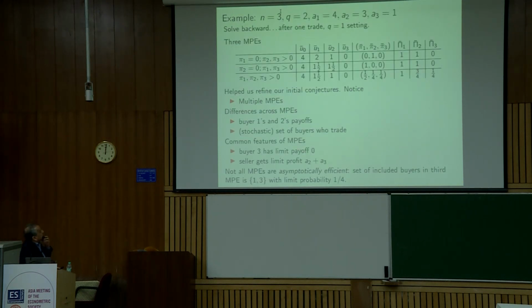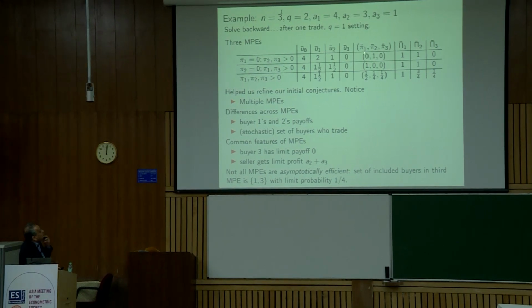There's a lot of stuff here. This is detailing what happens in the same example. In this example there are 3 MPs for sufficiently high delta. There's an MP in which in the first round the seller doesn't approach the highest valuation buyer but approaches the other 2.